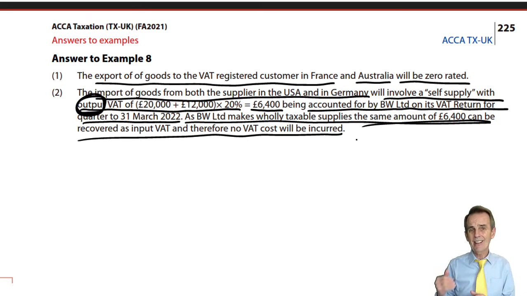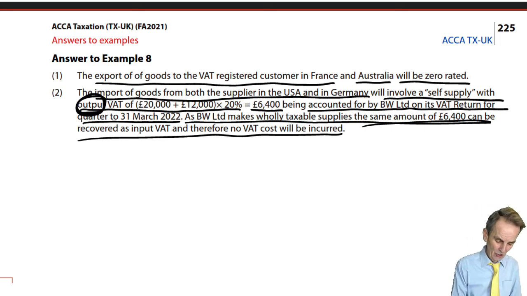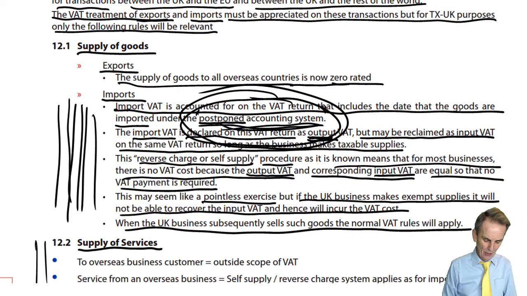If we made exempt supplies instead of taxable supplies, we still have the output VAT, that is a constant, but there'd be no input VAT that we would be allowed to recover. Just go back to our notes for one moment.